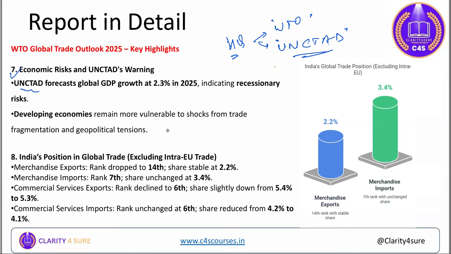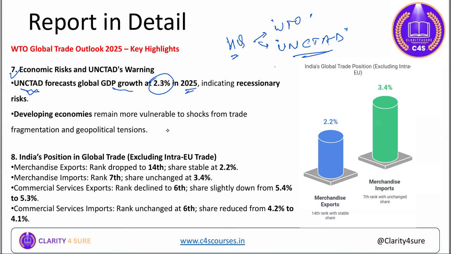Now, the forecast is for global GDP growth at 2.3% in the year 2025. This was the forecasted global GDP growth, indicating recessionary risks. So it is actually indicating that we are moving towards a recessionary type of risk. Developing economies remain more vulnerable to shocks from trade fragmentation and geopolitical tensions. These are the highlights in its report.